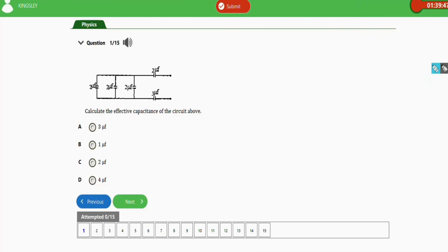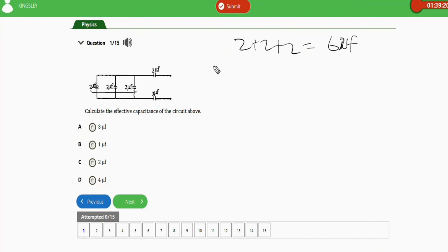In this circuit above, the first thing to note is that the connection from these 2 microfarad capacitors to here, they are connected in parallel. So since it's a parallel connection, it's going to be 2 plus 2 plus 2. This will give us 6 microfarad. Alright? So this is my symbol for micro.